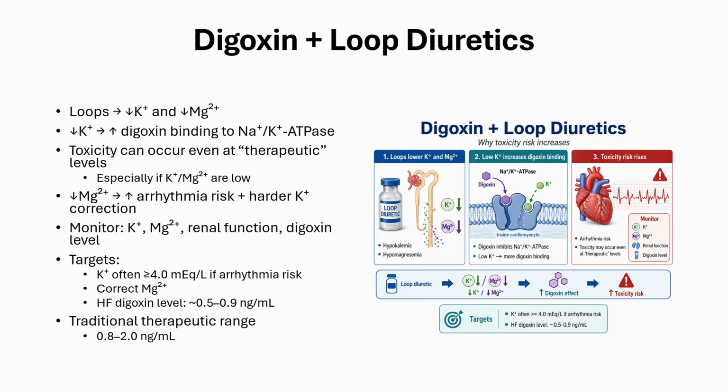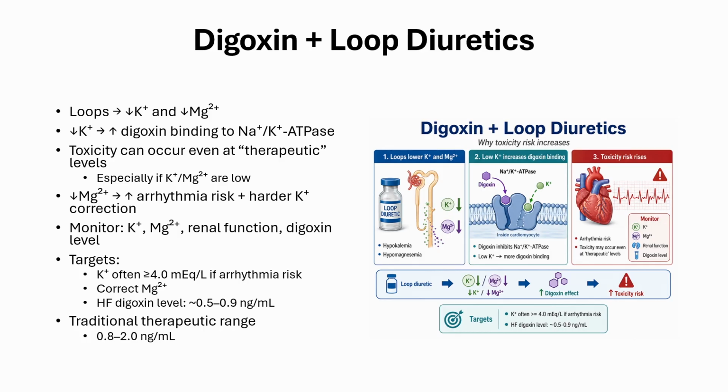So when extracellular potassium falls due to loop diuretics, the ability of potassium to compete with digoxin for this binding site is reduced, resulting in greater digoxin binding and more profound pump inhibition at any given serum digoxin concentration. This means that digoxin toxicity can occur at serum levels that would otherwise be considered therapeutic. The ACC/AHA guidelines note that toxicity may occur at levels below 2 nanograms per milliliter when hypokalemia, hypomagnesemia, or hypothyroidism coexist.